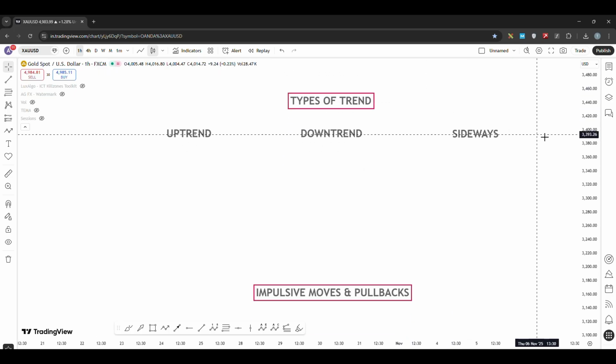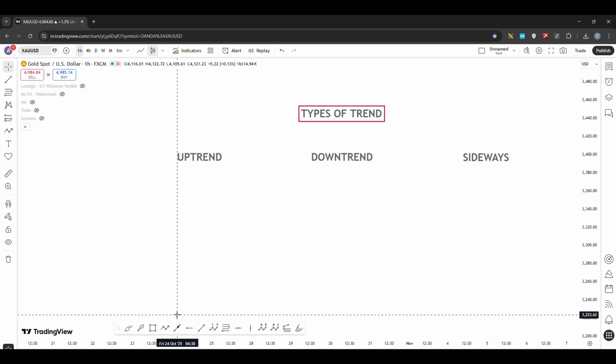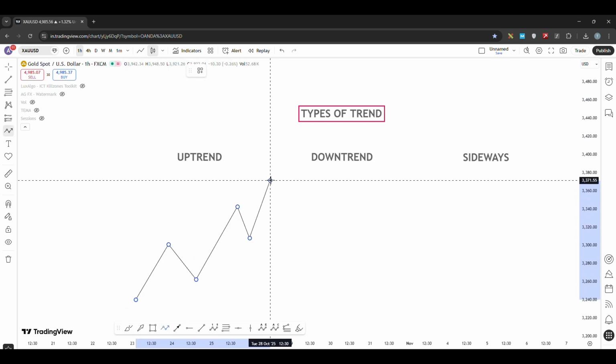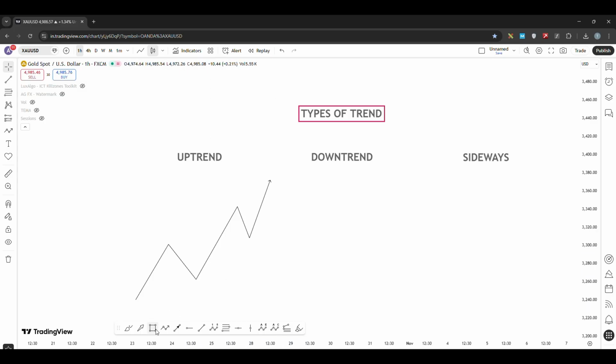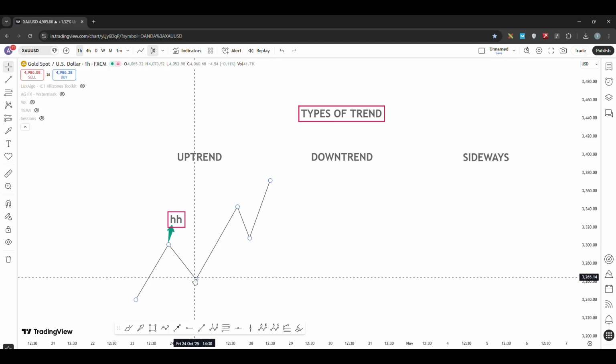So you should know that there are three types of trend in the market. First of all, we have got an uptrend where market moves like this, right? So we have got these highs, which are called higher highs, and we have got these lows, which are called higher lows, right? So this is very basic stuff you should know.